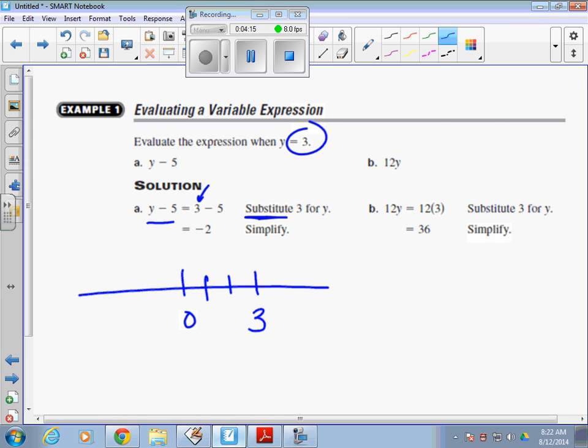Start at 3. It says minus 5. Minus 5, you know minus means to go to the left. So go 5 times. 1, 2, 3, and then we have to go 1, 2 more times, and that's how we get to the value negative 2 in that place.